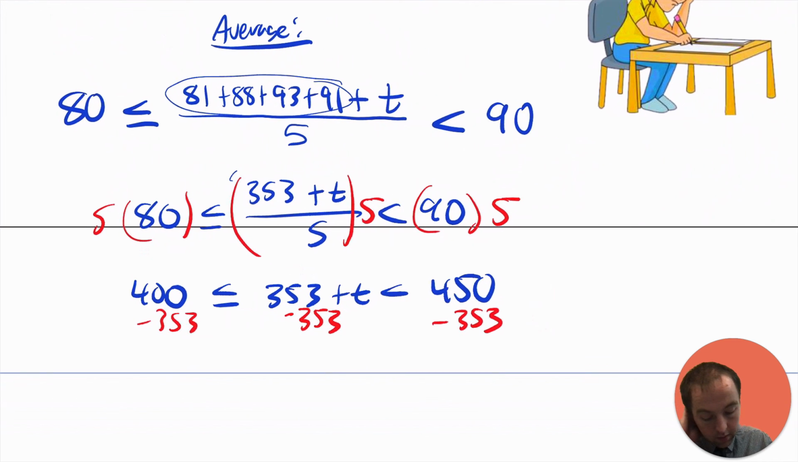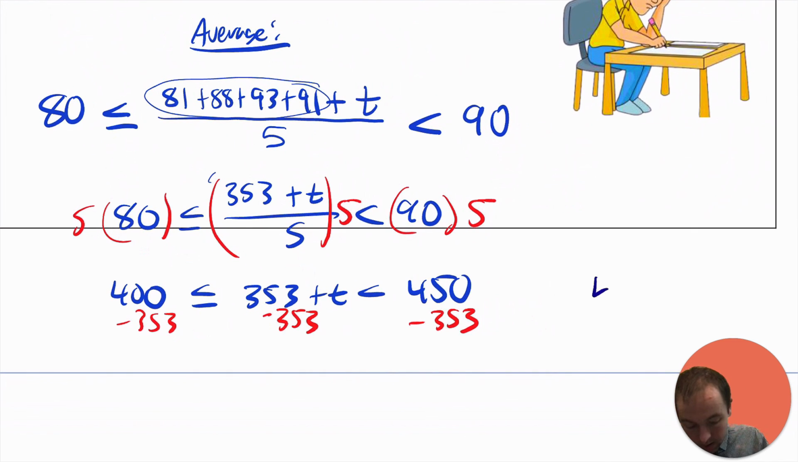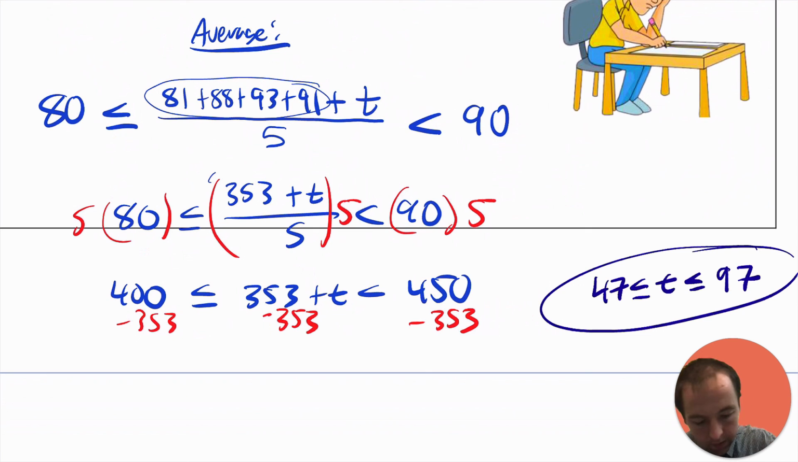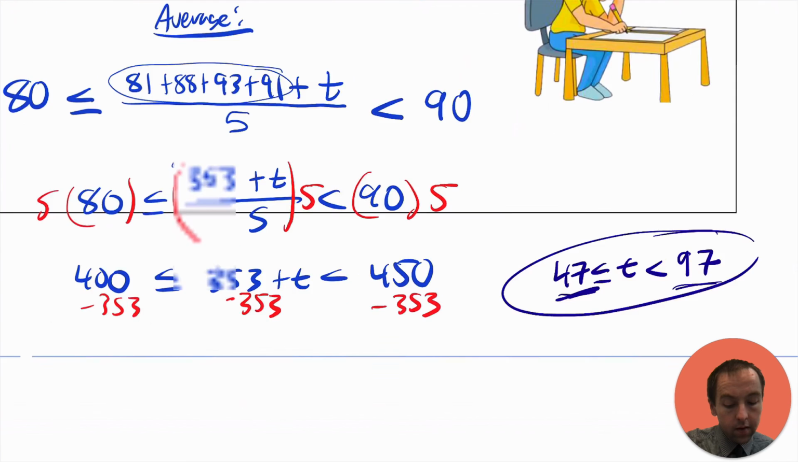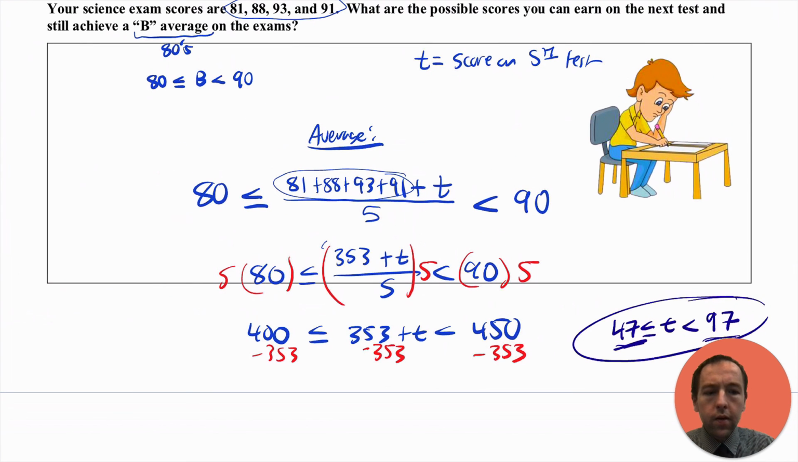And then that means that you're going to get 47 is less than or equal to t, and t is less than 97. So that tells you the possibility. Oh, but the inequality symbol, I got to change that. That has to be a less than. So in order to get a B average, you've got to score basically a 47 up to a 96.99, right? If you get a 97, then I guess you'll end with an A in the class overall. So to maintain a B average, those would be the test scores you'd have to score on the 5th and final test, I guess.